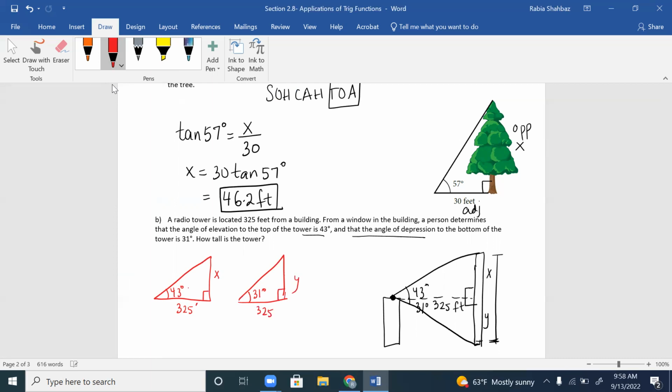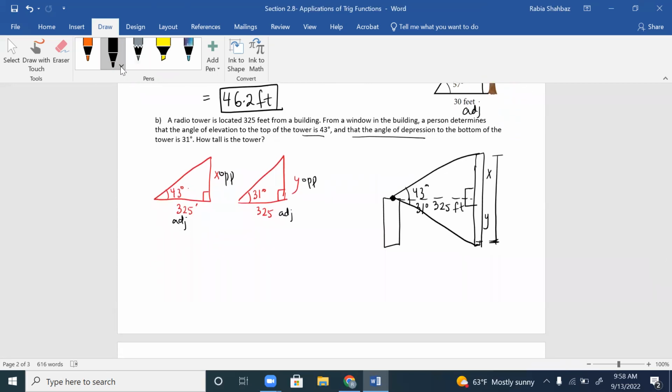In both of these triangles, you are looking for the opposite side and you're given the adjacent side. So I'm going to go ahead and label that. This is your opposite, this is the adjacent, this is the opposite, and this is the adjacent. So we're going to use tangent for both of these. I'm going to pause here and let you determine the tangent equations for these. Okay, so this is tangent of 43 equals x over 325, and this is tangent of 31 equals y over 325. x here is 325 times tangent of 43.